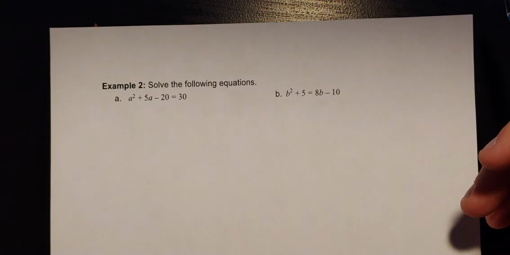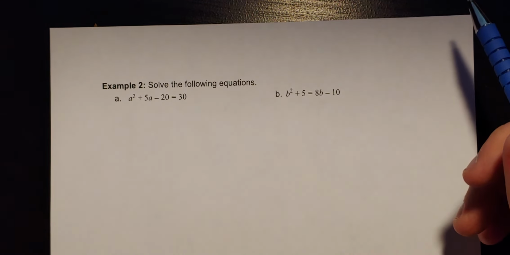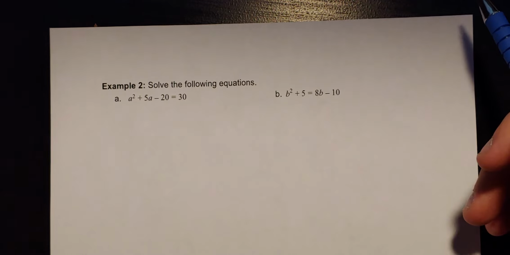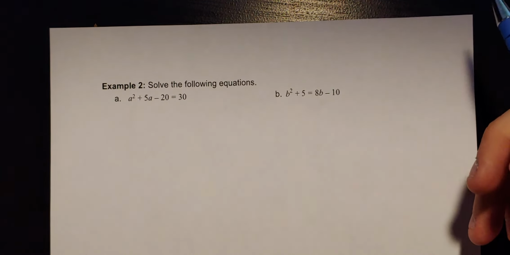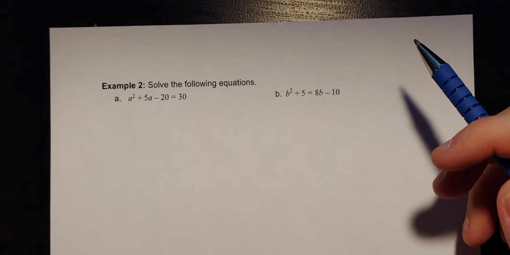Okay, so you've made it this far. So we're on the back now. And if you take a look at number A, you have a squared plus 5a minus 20 equals 30. Okay, so on the front, all right, our equations equaled 0, but in this one we equal 30.